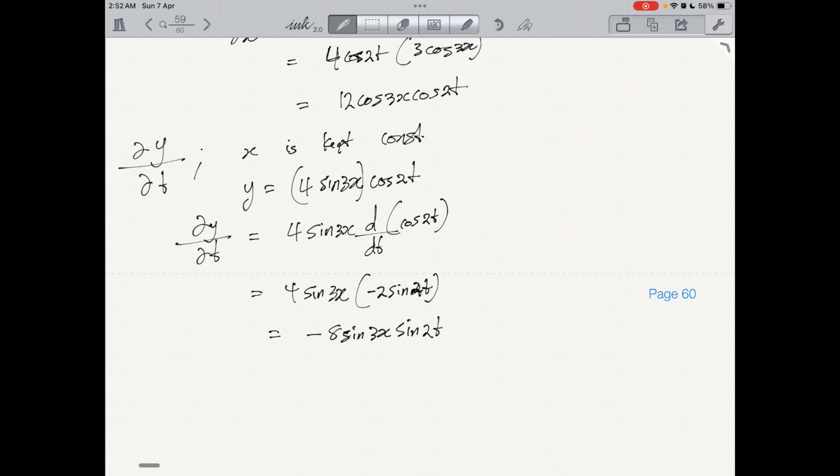In our next video, we'll be taking more examples on first order partial derivatives.